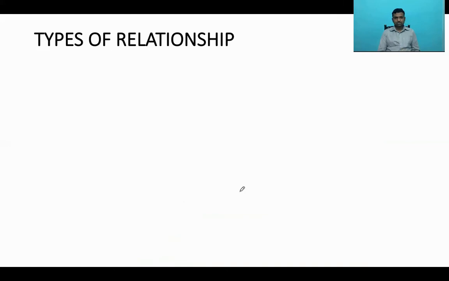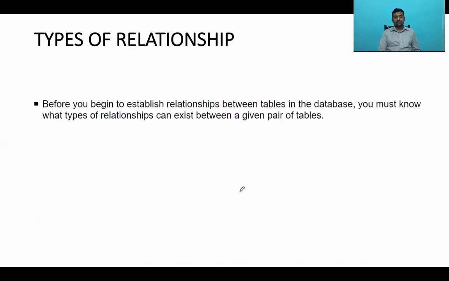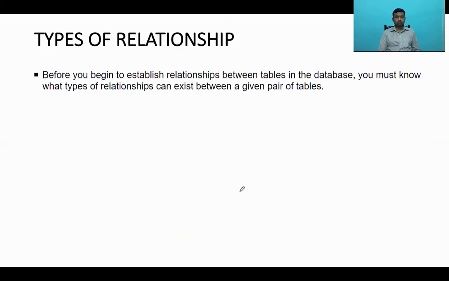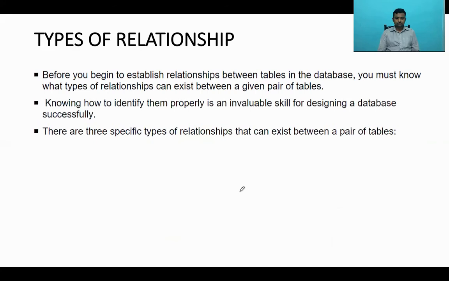The types of relationships. If I want to have a relationship between one table and another table, there are three types of relationships that we'll see one by one. There is the one-to-one relationship, the one-to-many relationship, and the many-to-many relationship. When an individual data is getting related with another individual data, or one data is getting related with multiple data, these are called one-to-one, one-to-many, or many-to-many relationships.